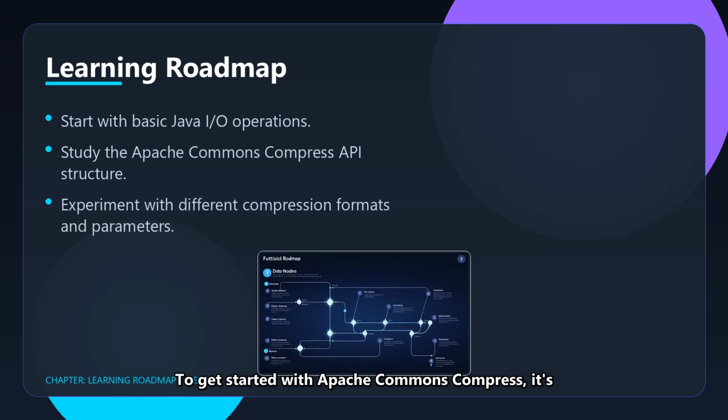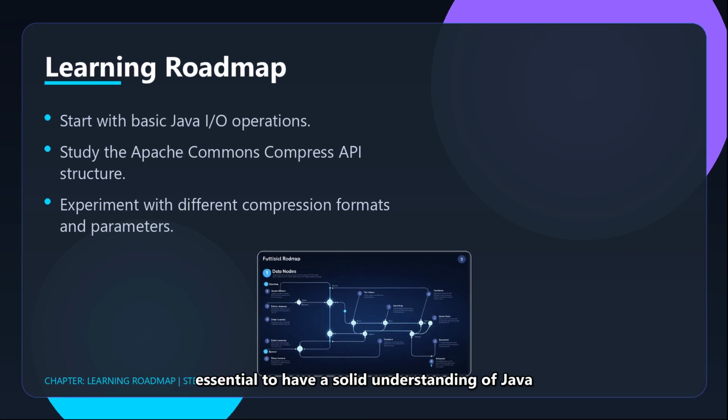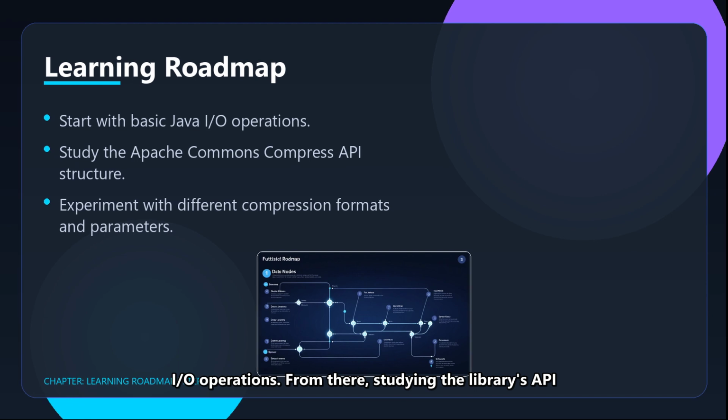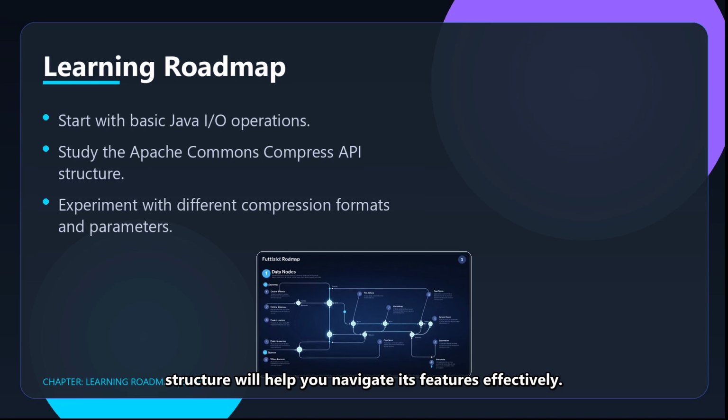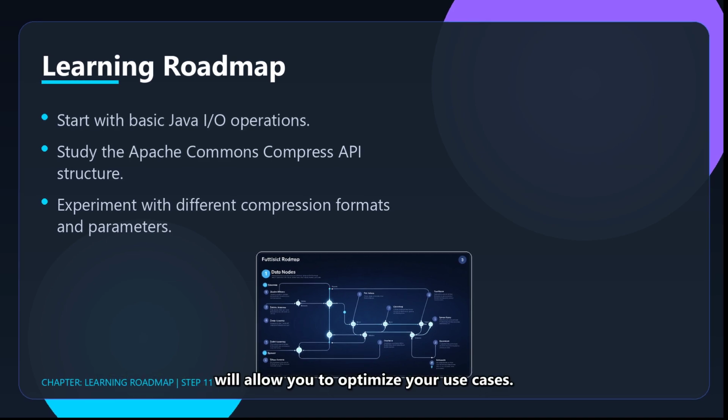To get started with Apache Commons Compress, it's essential to have a solid understanding of Java I/O operations. From there, studying the library's API structure will help you navigate its features effectively. Finally, experimenting with various compression methods and parameters will allow you to optimize your use cases.